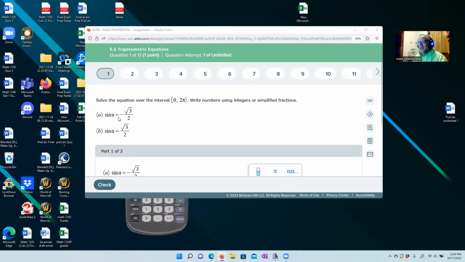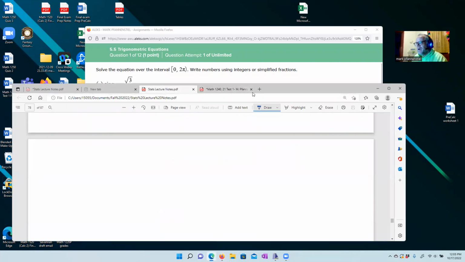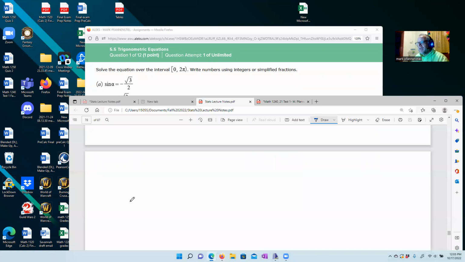So solve the equation over the interval. They have sine alpha equals negative root 3 over 2 or positive root 3 over 2. So what we're trying to figure out is, okay, what is sine root 3 over 2? Now, technically, they don't want you to do this with a calculator. Sine of what angle was equal to root 3 over 2? What's our angle here? That's pi over 3, I believe, right? That was 60 degrees.